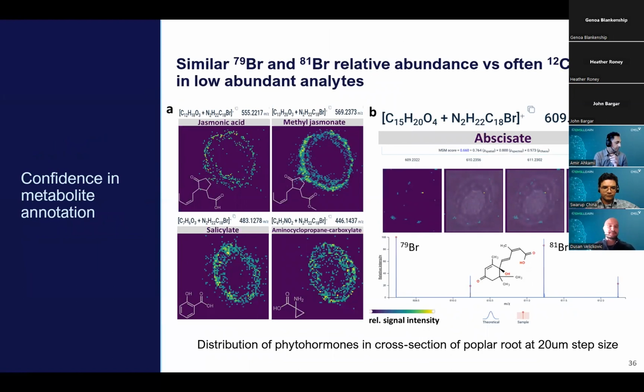This is an example of how this derivatization workflow improved confidence in metabolite annotation. As we introduce the bromine atom, we introduce a unique isotopic pattern, because bromine has two isotopes, 79 and 81, that have relatively the same abundance. In that case, it's very easy for us to match theoretical and experimental isotopic patterns and to confidently annotate the metabolites. This is an example on abscisic acid, a really low abundant phytocompound, which we were able to detect in specific cells in the poplar root cross-section. Because we increased the sensitivity of the analysis, we were also able to image other phytocompounds like jasmonic acid, methyl jasmonate, salicylic acid, and also the growth hormone aminocyclopropane carboxylate.